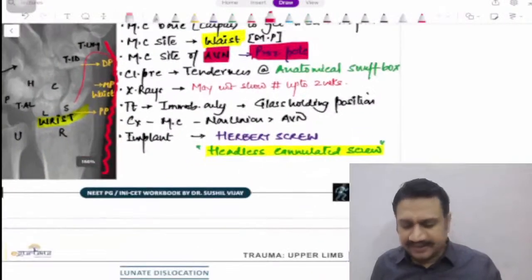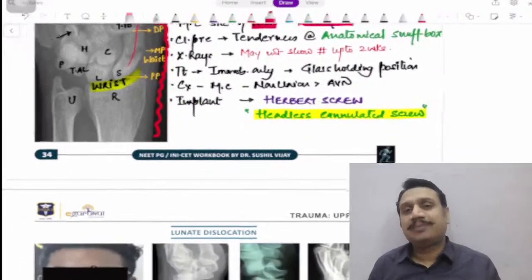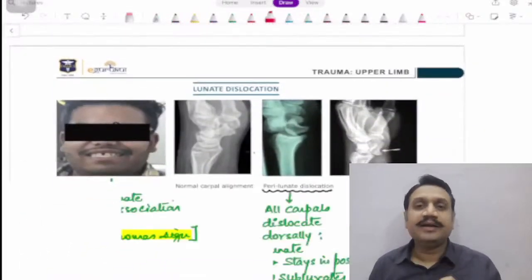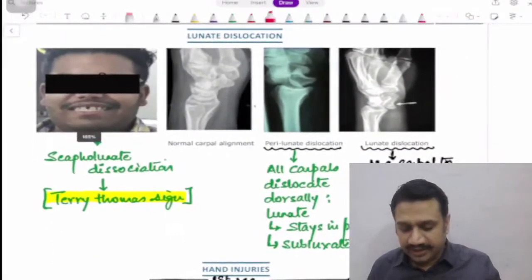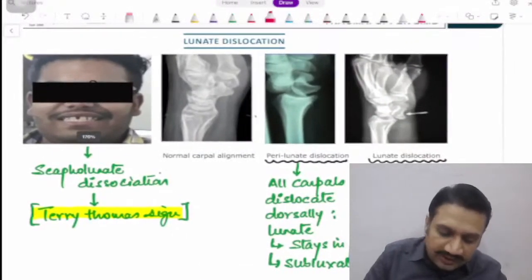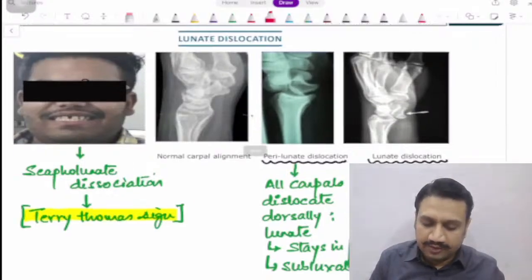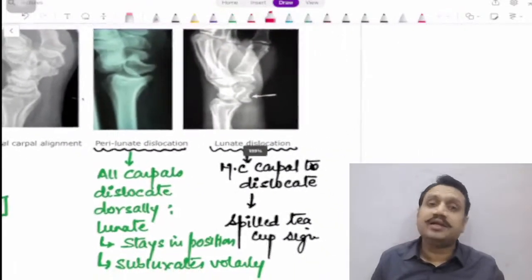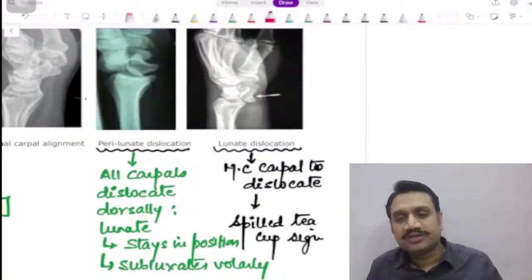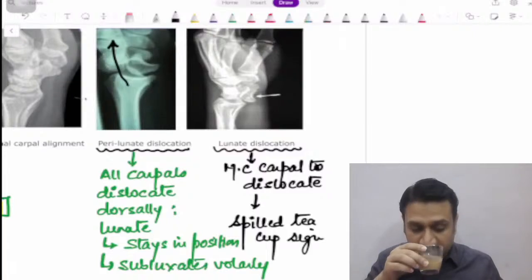Now let's see the second carpal I want you to remember, the lunate. Lunate is the most common carpal to dislocate, right? When it dislocates alone, we call it lunate dislocation. But when the lunate stays in position and all the carpals have gone dorsally, then we call it perilunate dislocation. What is perilunate dislocation? When the periphery of the lunate is dislocated, everything around the lunate gets dislocated.